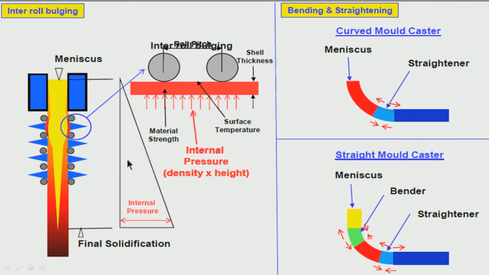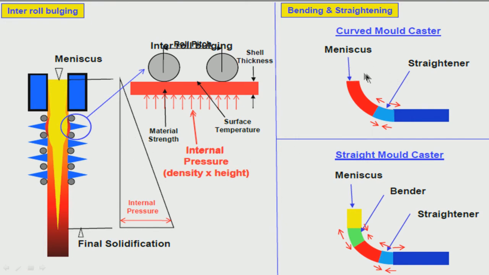You see here, this is the internal pressure. You have liquid here within the strand. So this liquid is creating internal pressure. This is called ferrostatic pressure. So this pressure is always coming to the solid shell which is forming. So this is the first source of pressure or tension on a solid shell, or the force on a solid shell is ferrostatic pressure.